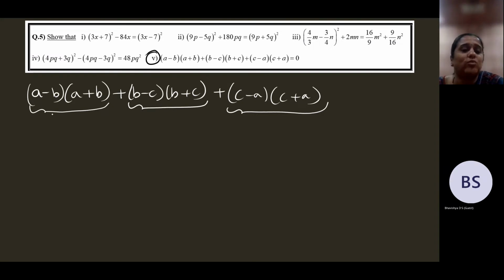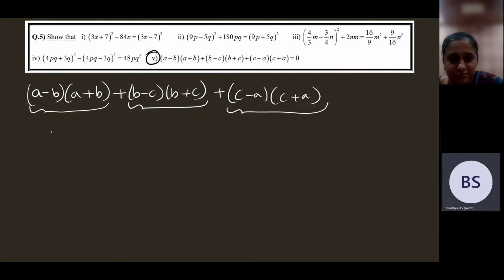Now, Bhavishya, what do you know? What is a minus b into a plus b, Bhavishya? What is a minus b into a plus b? Ma'am, a squared minus b squared.